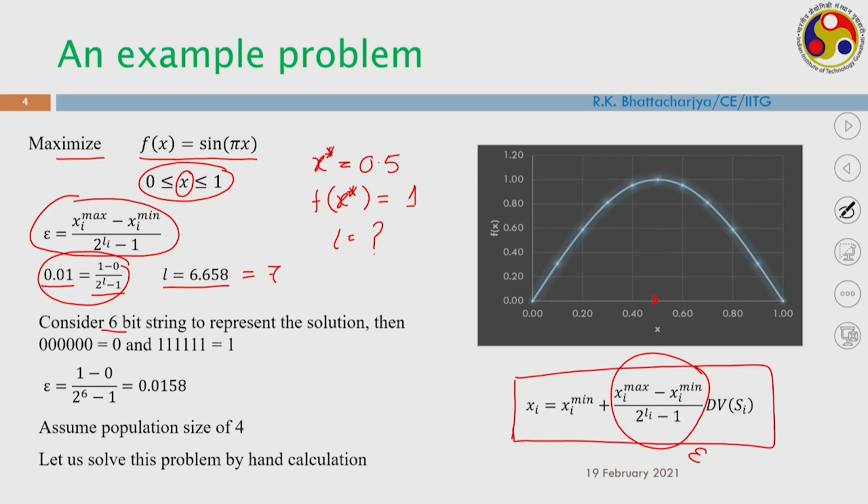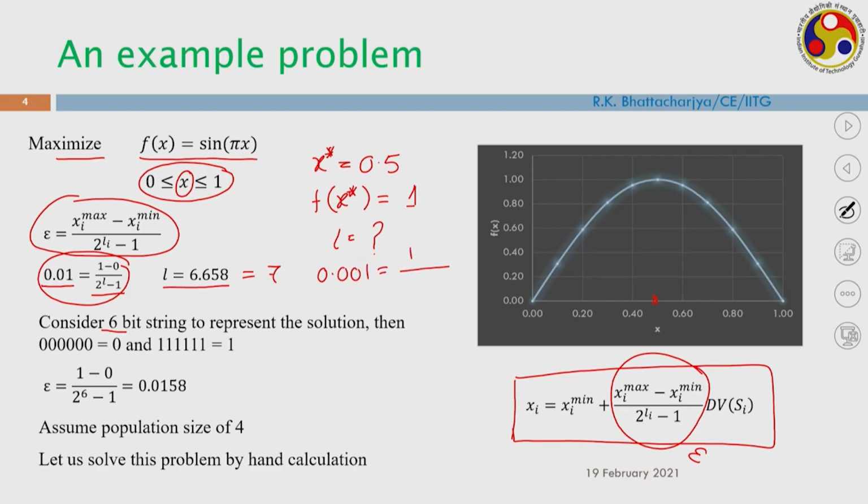The 6-bit string I have considered for this particular problem, but you can also consider 7, as I said. If you want more precision, then you will increase the string length: 7, 8, 10. So, you can find out. What may happen, suppose you are using 0.00001, then what should be the string length?